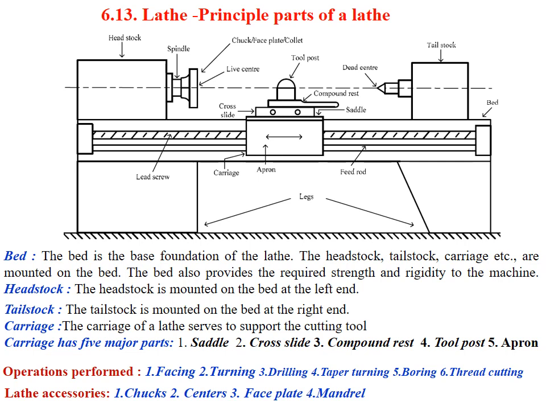The common operations that are performed on a lathe are 1. Facing, 2. Turning, 3. Drilling, 4. Taper turning, 5. Boring, 6. Thread cutting. There are different accessories that is used along with the lathe operation. Commonly used lathe accessories are 1. Chuck, 2. Centres, 3. Faceplate, 5. Mandrel.